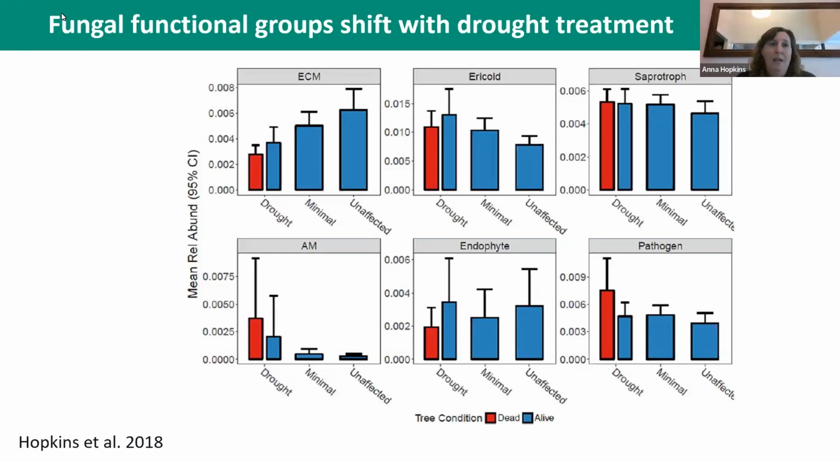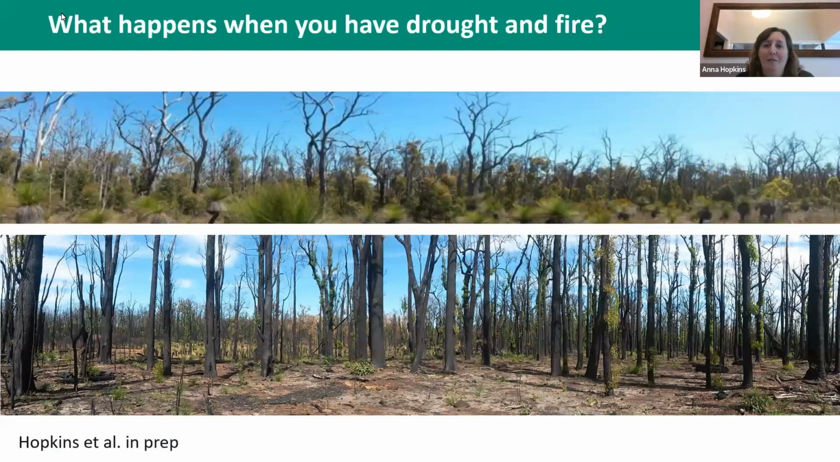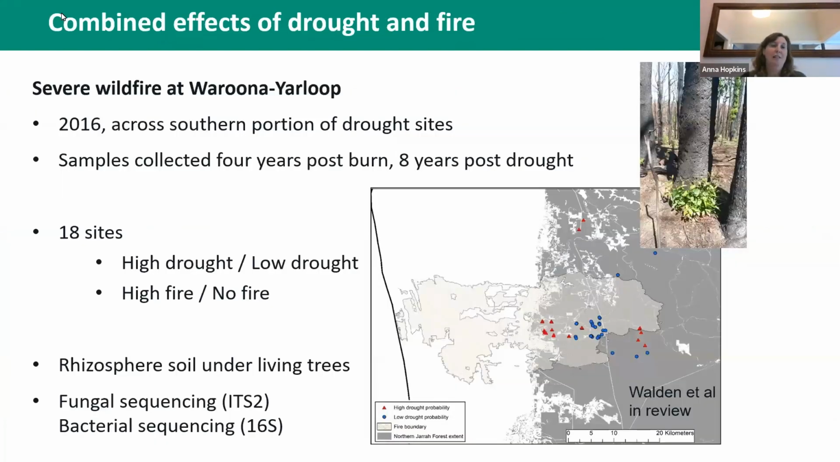So this is an example of what happens when you have just one disturbance, but we were also, I don't know if lucky is quite the right word, we were fortunate enough to be able to look at the impact of two overlaying disturbances as well. So we also looked at the impact of drought followed by a severe wildfire in these forests. So in 2016, 4 years after the drought occurred, part of the droughted area was also subject to a severe wildfire. And those of you who are in Western Australia might remember the Waroona Yalloop fire. It was quite a widespread fire and very, very high intensity.